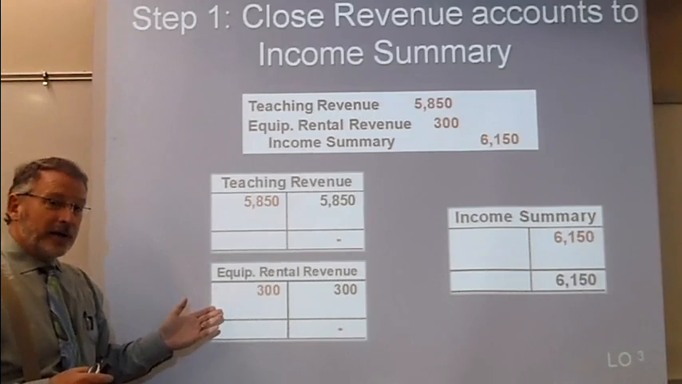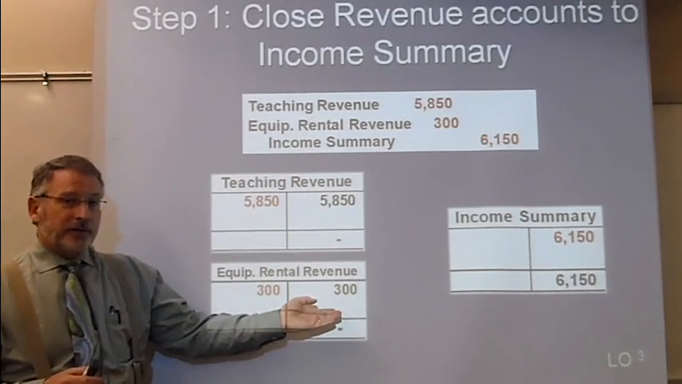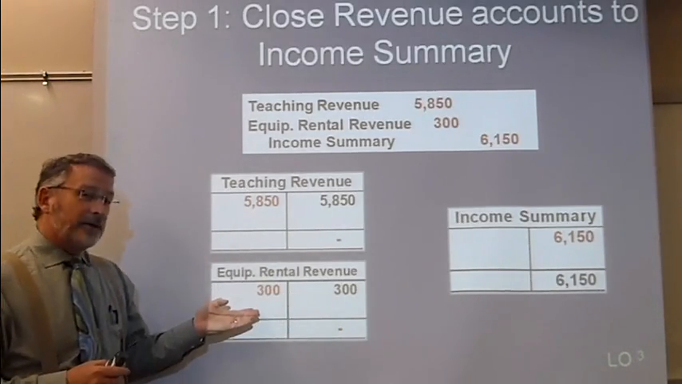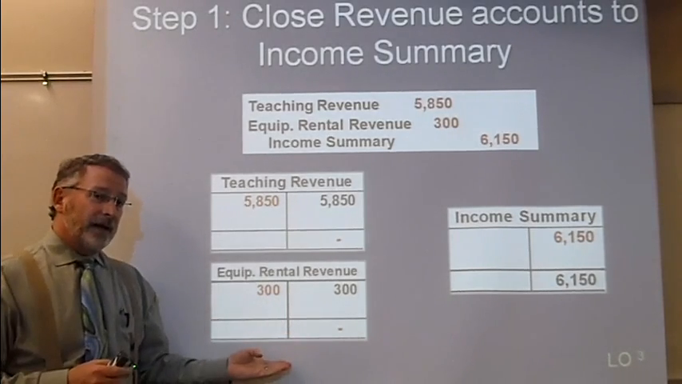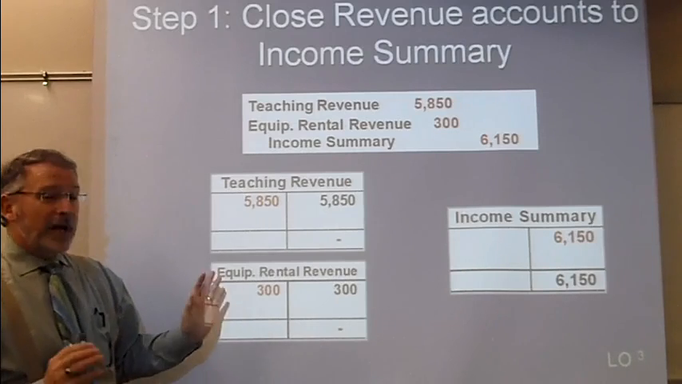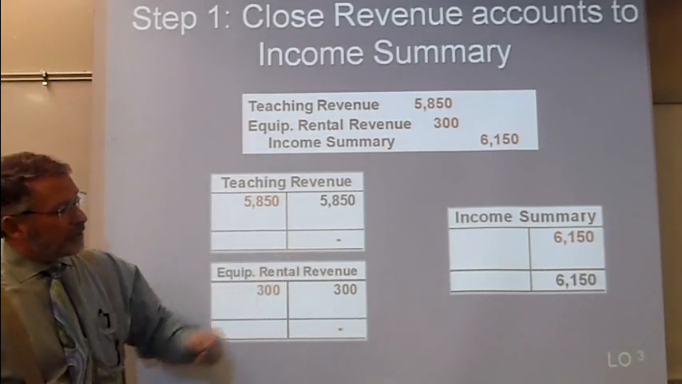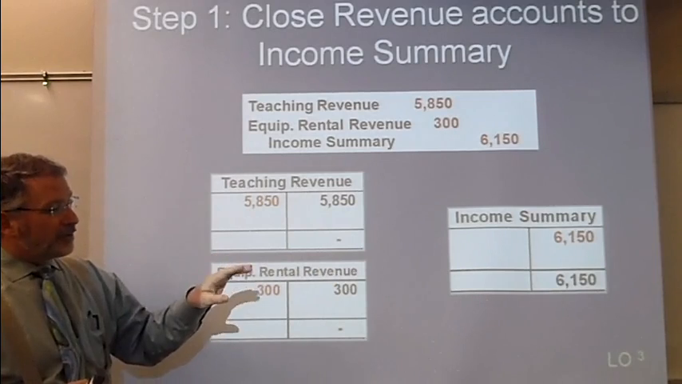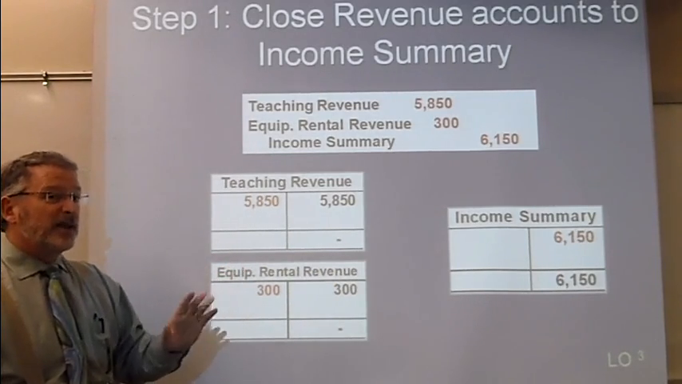We can see that same thing again here in the revenue account. There was a $300 credit balance. It takes a $300 debit to actually zero that account out. So what's happening over in income summary? Well, in income summary, we can see we've got this entry of $6,150 on the debit side.